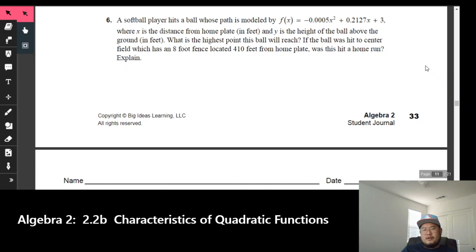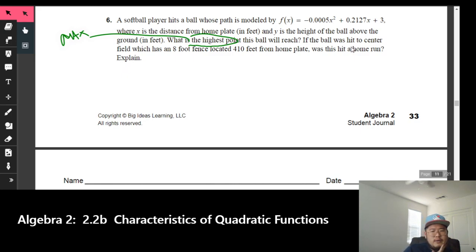So we continue on, where x is the distance from home plate in feet and y is the height of the ball above the ground in feet. It says, what is the highest point this ball will reach? So if it's the highest point, we are talking about the maximum. And if the ball is hit to center field with an 8-foot fence located 410 feet from home plate, will this be a home run?